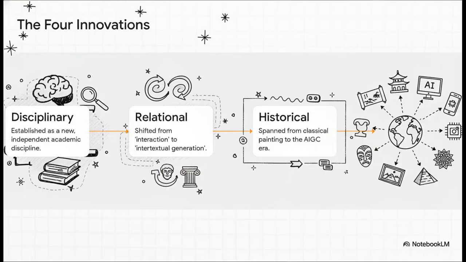And this was a huge deal in 4 ways. First, she built it up as its own brand new discipline. Second, she completely redefined the relationship. It's not just interaction anymore, it's co-generation. Third, she blew the doors open on its historical reach, so it could apply to anything from ancient scrolls to modern ads. And fourth, she made the method universal. It wasn't just for Chinese art. It could be used for any culture, anywhere.